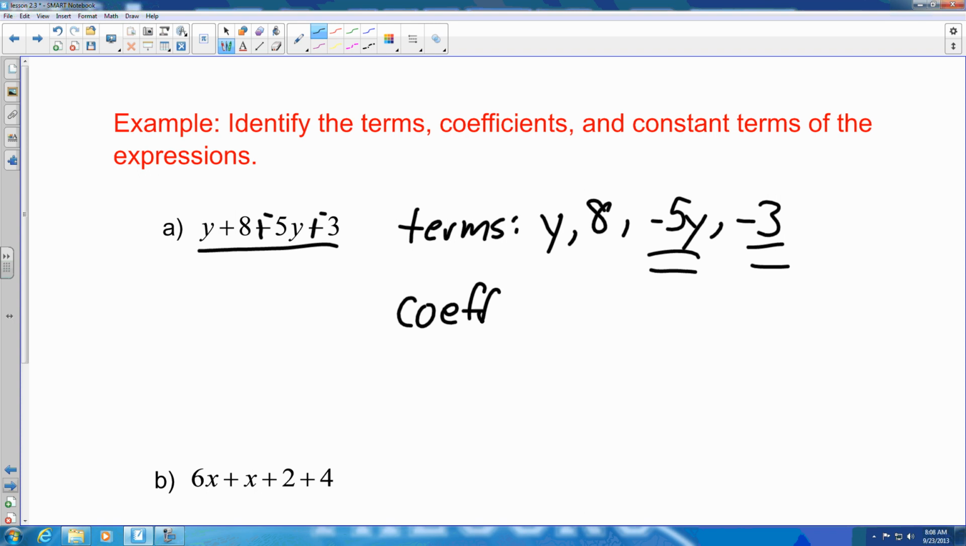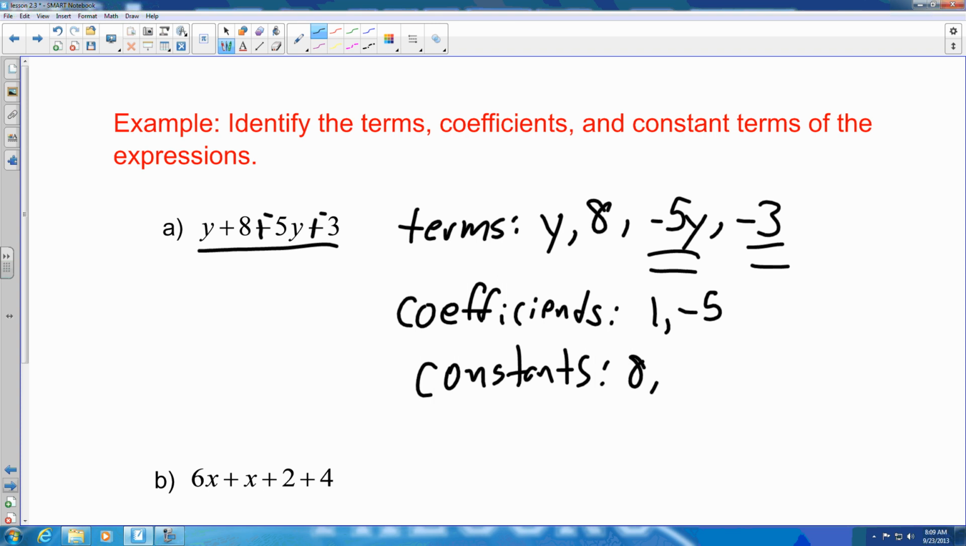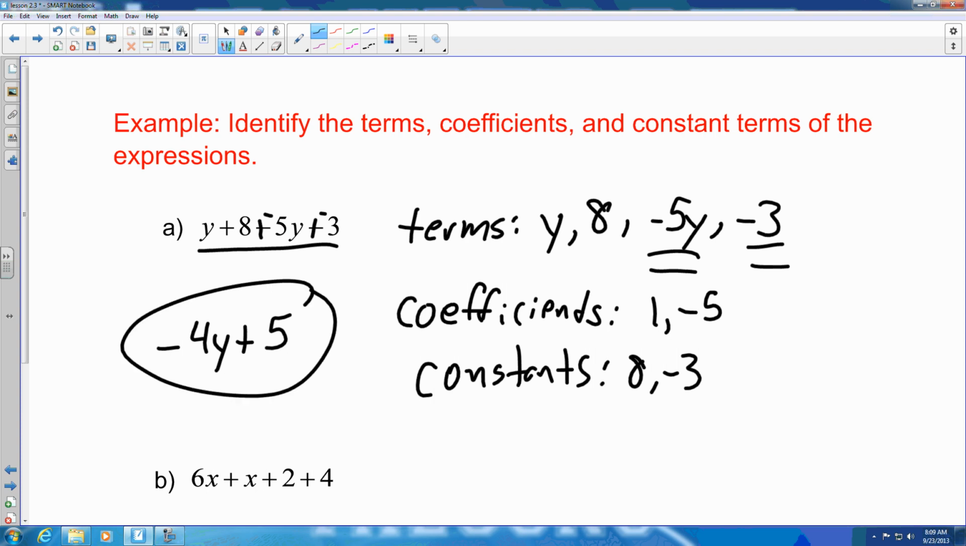Coefficients are the numbers that are attached to a variable, and we have y, so that coefficient is 1, and then I got negative 5. And then the constant terms would be 8 and negative 3, the ones that have no variable attached to them. And if I were to simplify this expression, it would be negative 4y plus 5 because I get to combine my like terms.